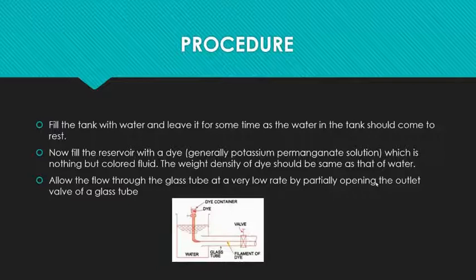And the procedure for the experiment will be: fill the tank with water and leave it for some time so that the water in the tank comes to rest. Now fill the reservoir with a dye, generally potassium permanganate solution, which is nothing but colored fluid. The weight density of the dye should be the same as that of water. Allow the flow through the glass tube at a very low rate by partially opening the outlet valve of the glass tube.